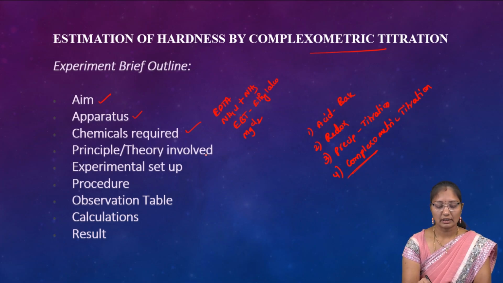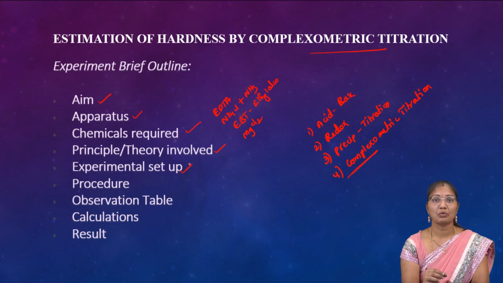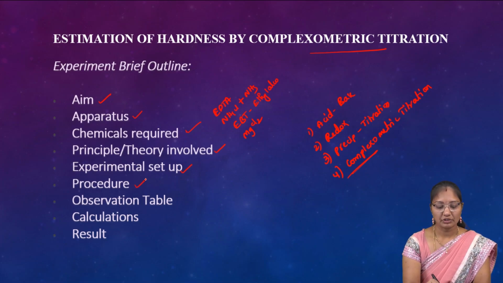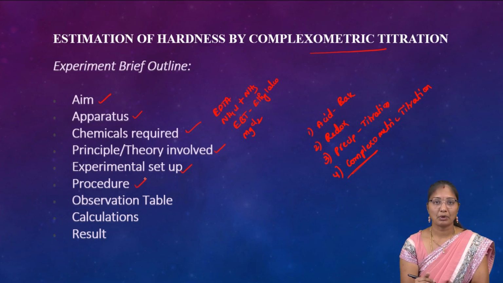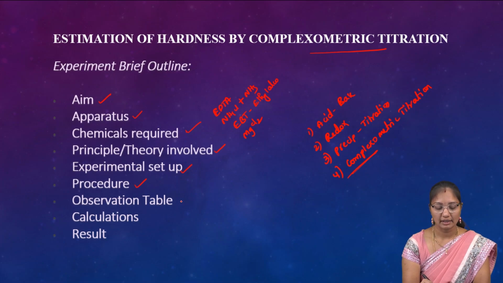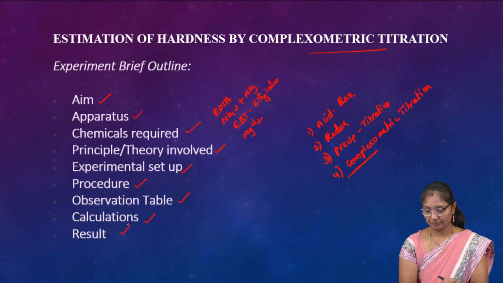Then the theory: we are going to see in detail the principle involved, what's happening in the water molecule to give the color change. We are going to see in this experiment how we titrate with different samples and what we have to add in the water to get the result. The procedure is a step-by-step process that we are going to see in detail. Then the observation table for noting the readings, then the calculation followed by the result.